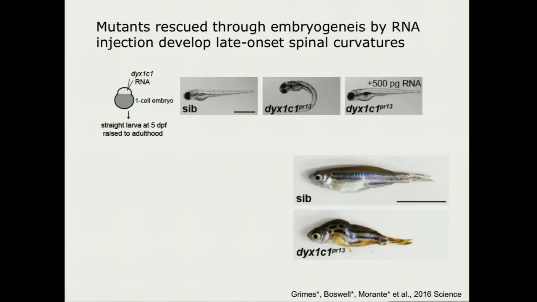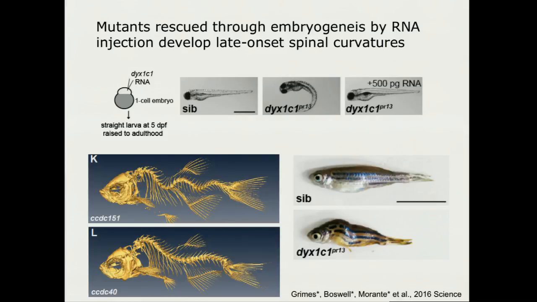And in doing this, we again saw these spinal curvatures. And in fact, we did this for two more mutations, CCDC151 and CCDC40, both genes, again, that affect cilia motility but not cilia formation, and we have the same result. So now across 4 different mutant lines, we see this post-embryonic requirement for cilia motility in maintaining a straight spine.